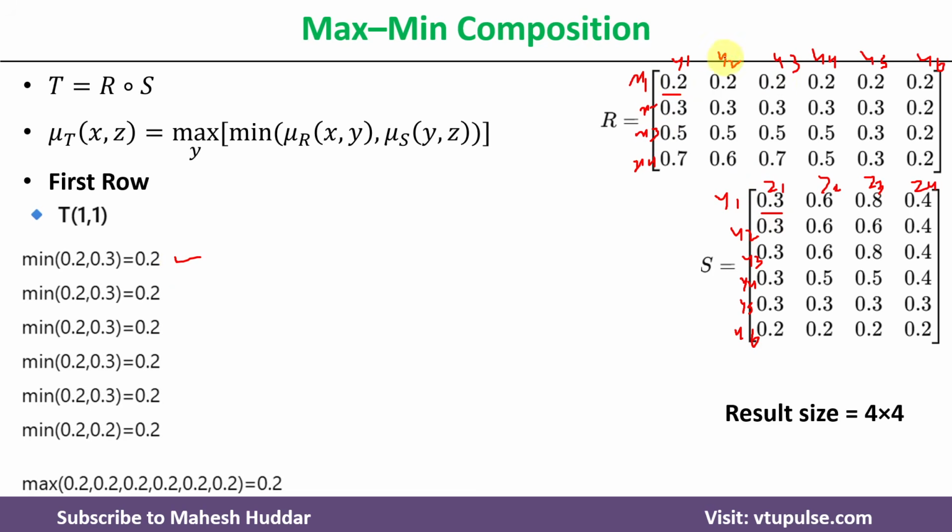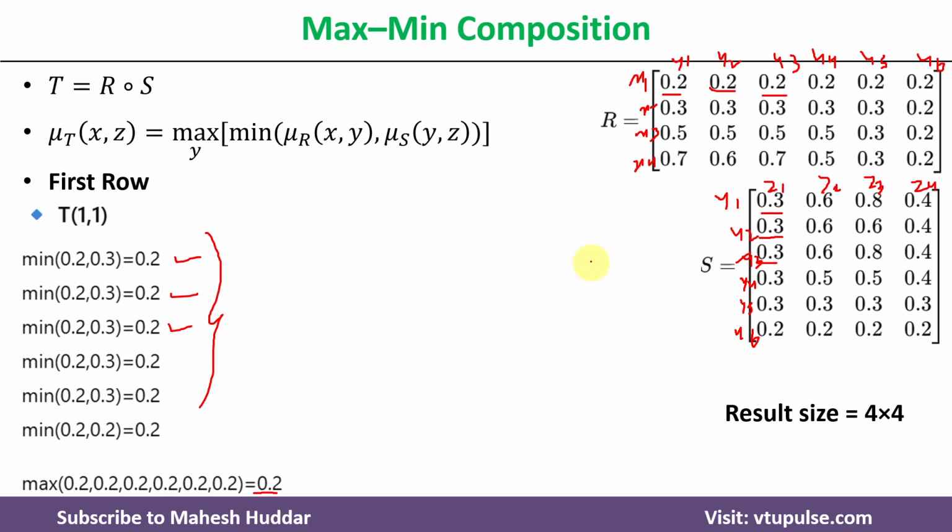Next one is x1, y2. This value is compared with y2, z1, that is 0.3. So in between 0.2 and 0.3, the minimum value is 0.2. Next one is x1, y3, that is 0.2. This value is compared with the value y3, z1, that is 0.3. So in between these two values, the minimum value is 0.2. Similarly, we need to compare the first row values with the first column of the fuzzy relation.